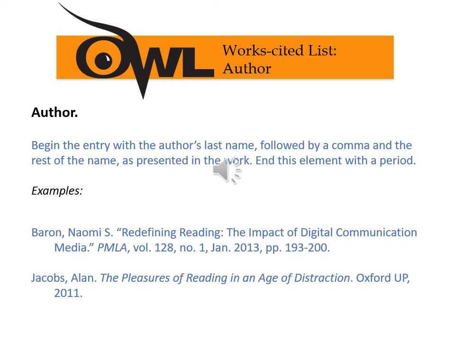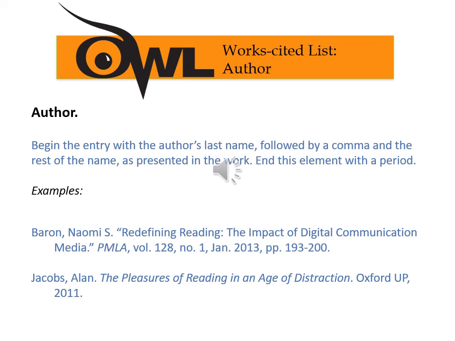And then in the second entry, you get Jacobs, comma, so the person's last name, then the first name, Allen. The Pleasures of Reading in an Age of Distraction. So I know this is a book. The reason I know it's a book is because it's italicized. The one above it by Naomi Barron, I know that's an article of some sort, maybe from a larger book, because it's in quotation marks. So make sure that you know the difference: you italicize titles of books and other large things, and you put quotation marks around smaller things. So a chapter within that italicized book would be in quotation marks.